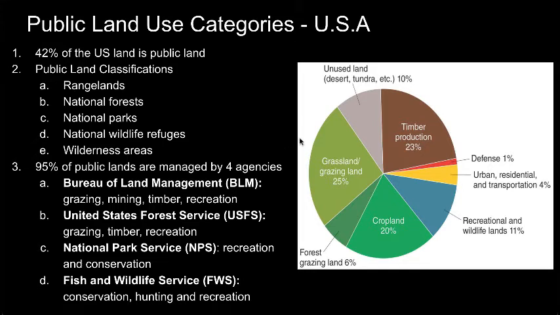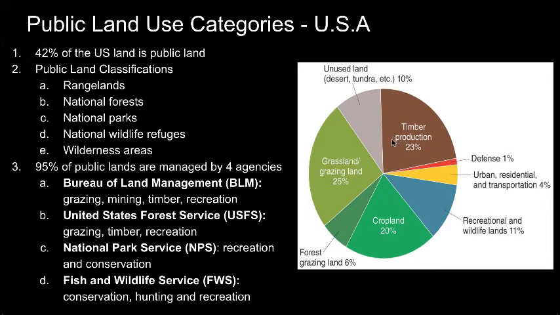So rangelands for grazing, national forests, national parks as preserved areas. National forests include some forestry and logging. Wildlife refuges, which tend to be preservation areas, and in similar aspect, wilderness areas as well. 95% of these lands are managed by government agencies.